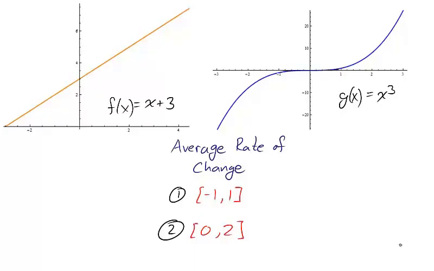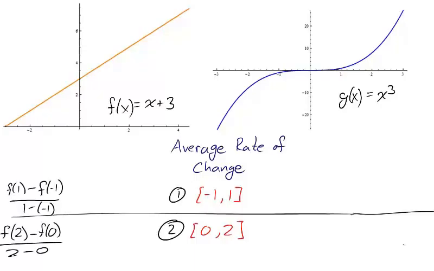Let's start with f, the line. Using our equation for average rate of change, and replacing, in the first case, b with 1 and a with -1, and in the second case, b with 2 and a with 0, we calculate an average rate of change of 1 in both instances. This should make sense, as slope is a rate of change, and what characterizes a line is constant slope.